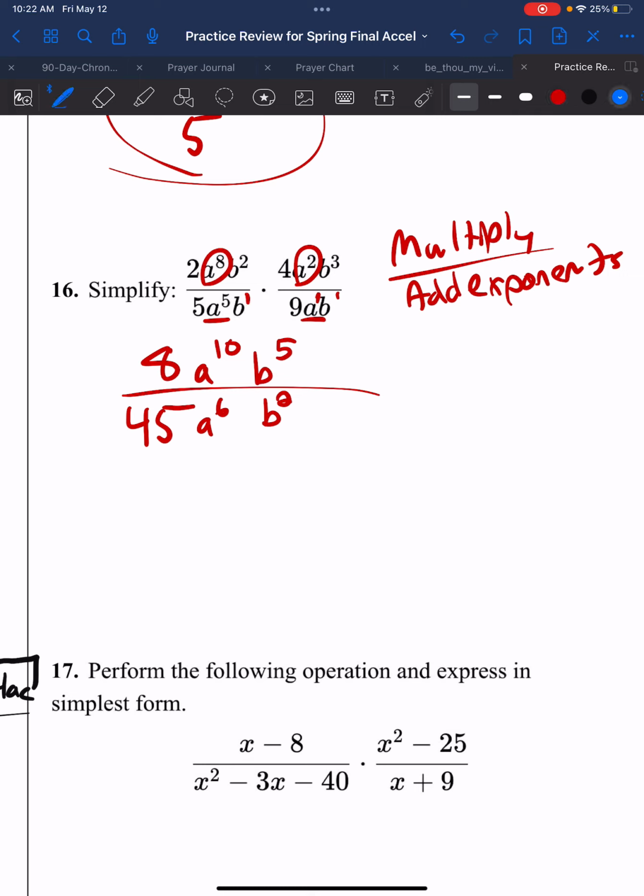And then from here, because these numbers don't simplify at all, 8 over 45, I'm just going to leave those as is. And then I'm going to cancel out as many a's as I can. So 10 minus 6 gives me a to the 4th on top. 5 minus 2 gives me b to the 3rd on top.